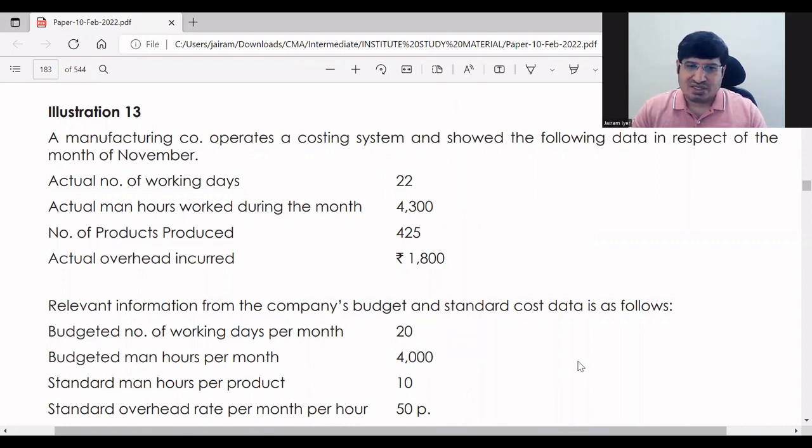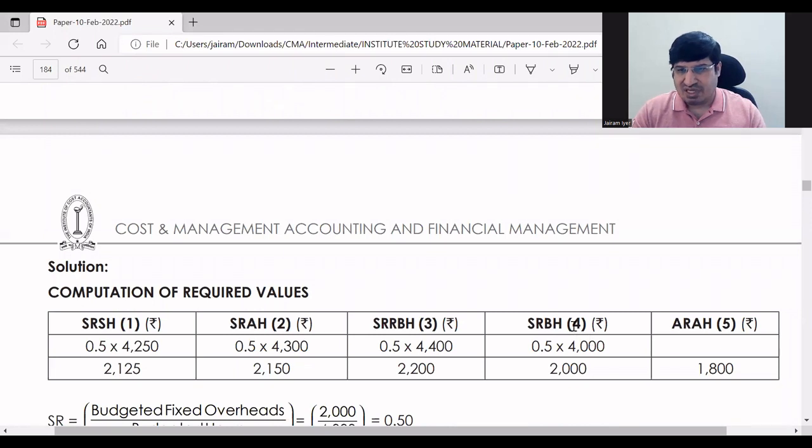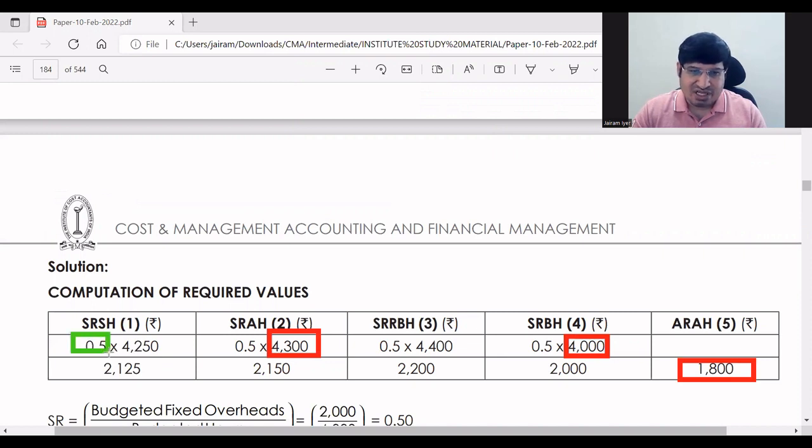ठीक है? So budgeted hours we will need for the 4th value, correct? यहाँ पे जो आपका 4th value है, this is standard rate into budgeted hours. ठीक है? So ये और ये already दिया हुआ था. Okay, so from the problem I could directly fill this. ठीक है, I could fill this directly, and then I'll show in green the rates which I already have. This I had, this I had.